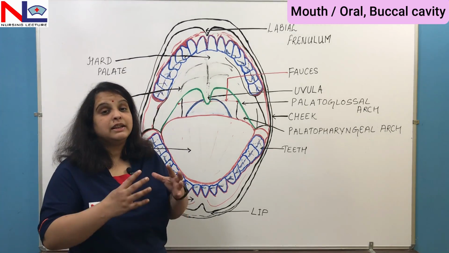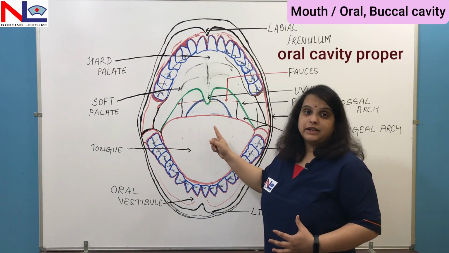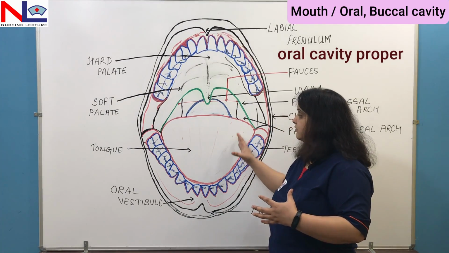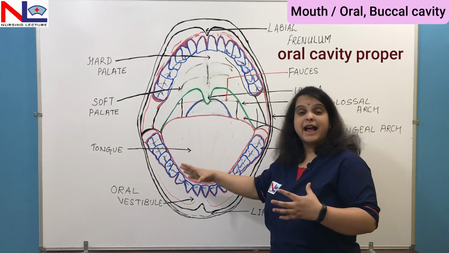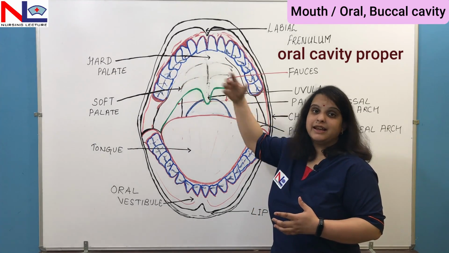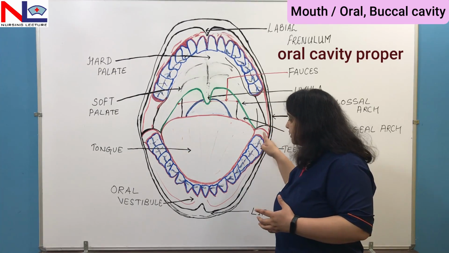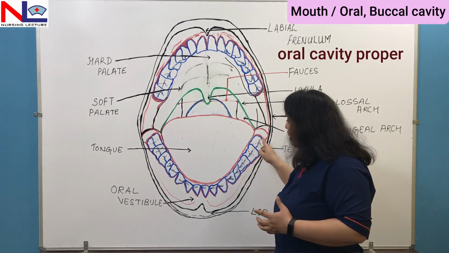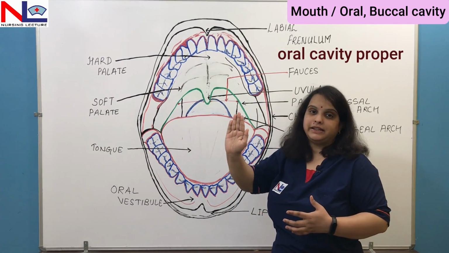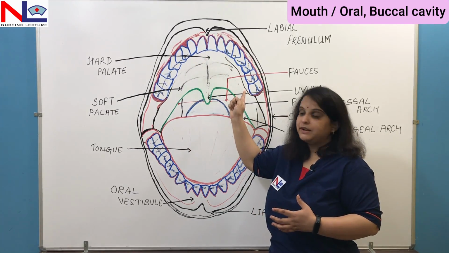Now next comes the larger cavity which lies posteriorly, that is called the oral cavity proper. This cavity is anteriorly enclosed by teeth and gums, that is, the alveolar processes arc. The arc of the alveolar process of both jaws forms the anterior aspect of the cavity.